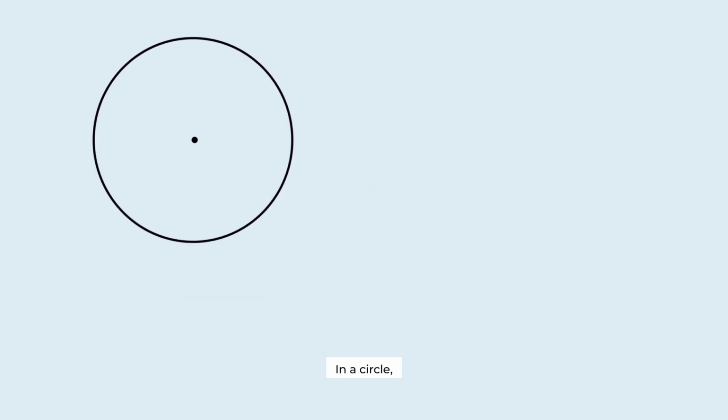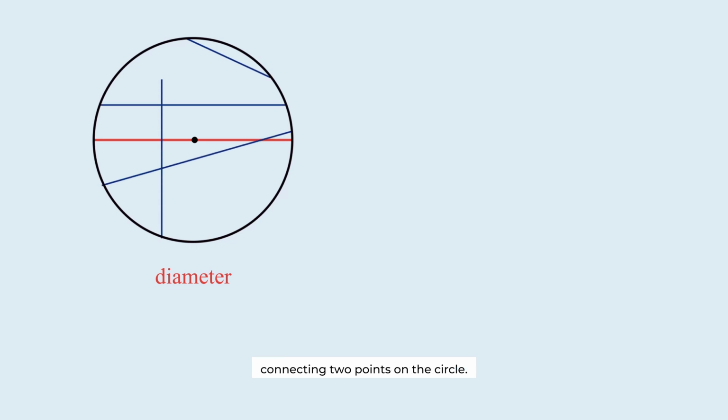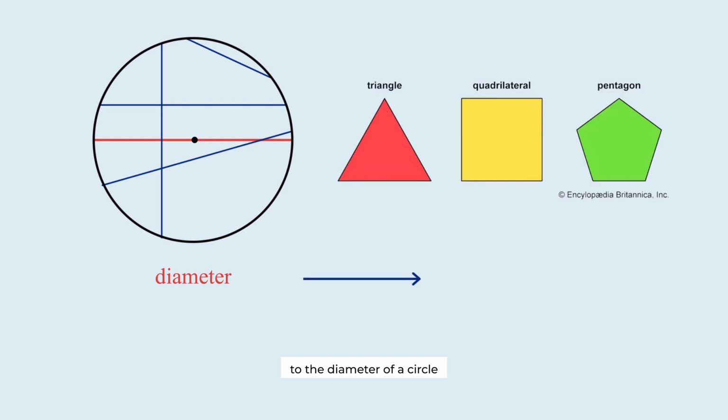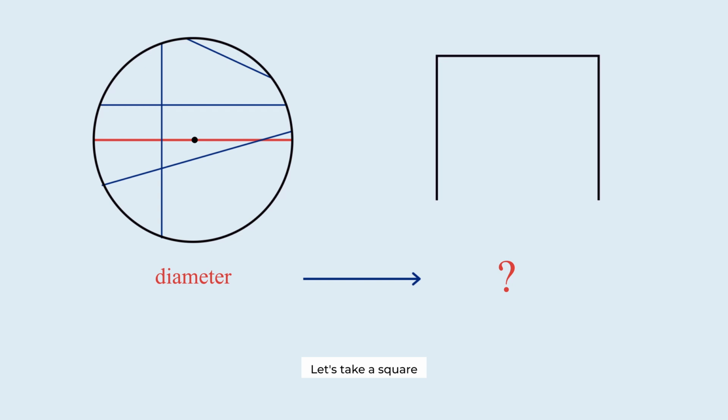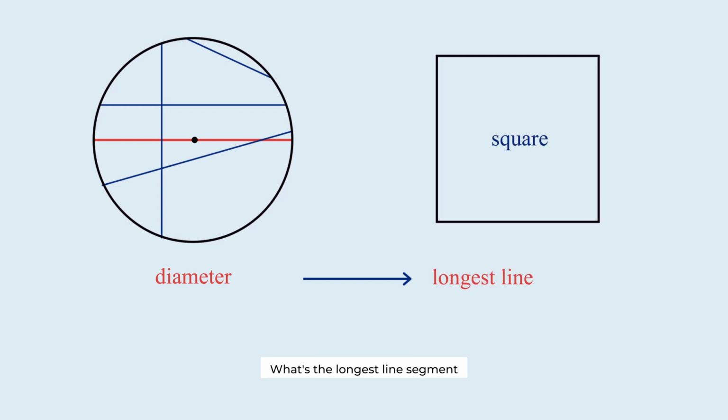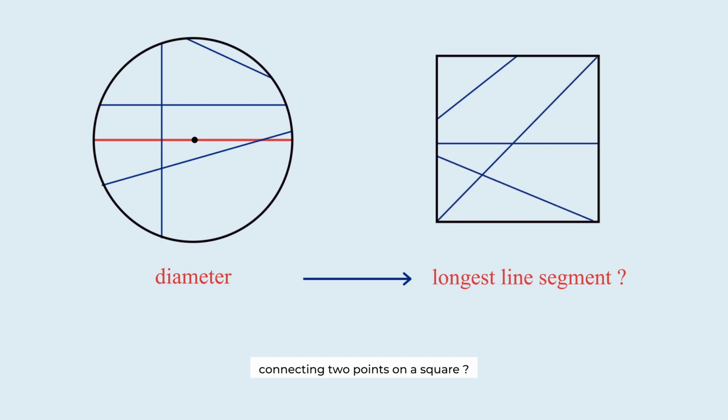In a circle, the diameter is the longest line segment connecting two points on the circle. So, what would correspond to the diameter of a circle in a polygon? Let's take a square as an example. What's the longest line segment connecting two points on a square? It's the diagonal. So, this diagonal corresponds to the circle's diameter.